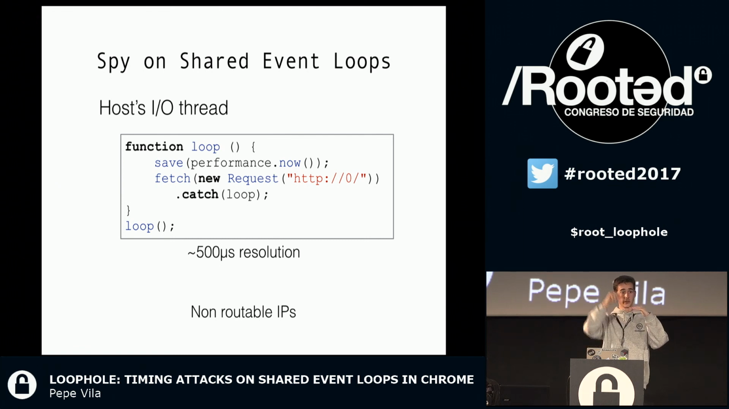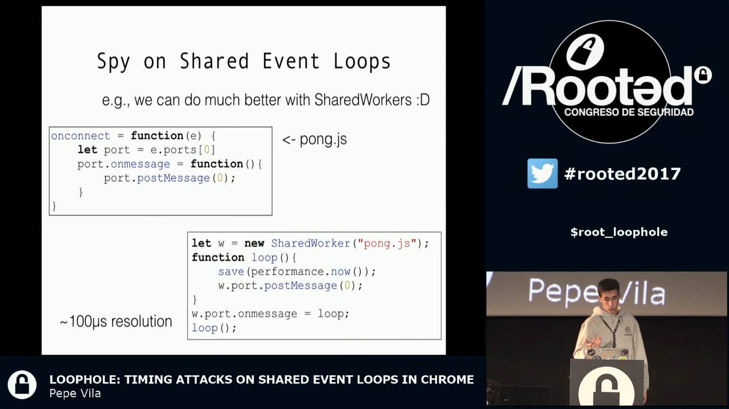A bit more noise, a bit more latency, because we're communicating between processes, and the input-output thread is sending it to a worker. It's a bit slower, but it gives us a resolution of some 500 microseconds. We can do it better with the shared workers. This is like a thread of JavaScript that is executed detached from the rendering. And the idea is that all communication with the shared workers goes through the input-output thread.